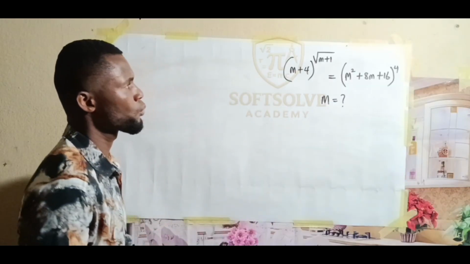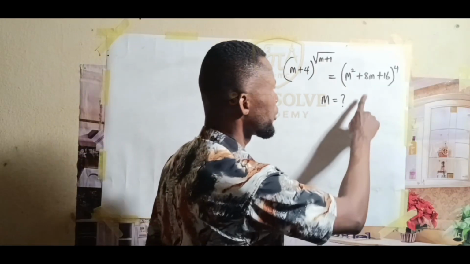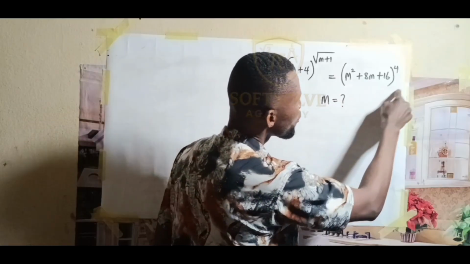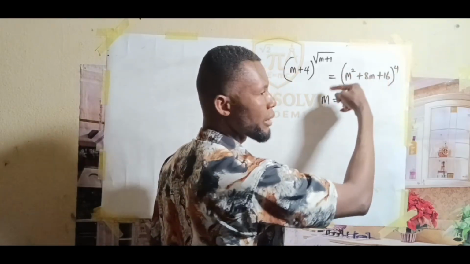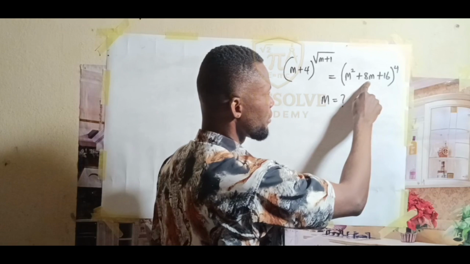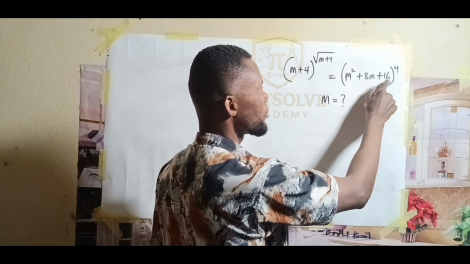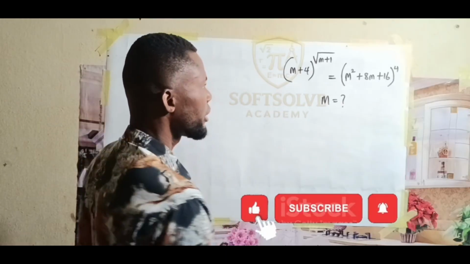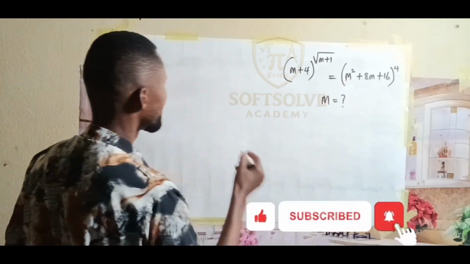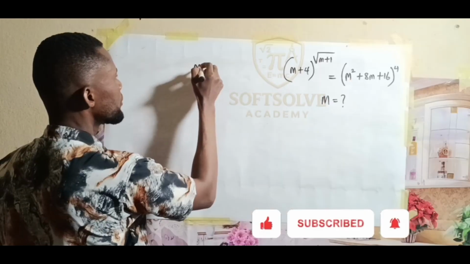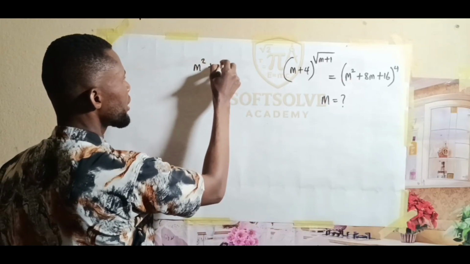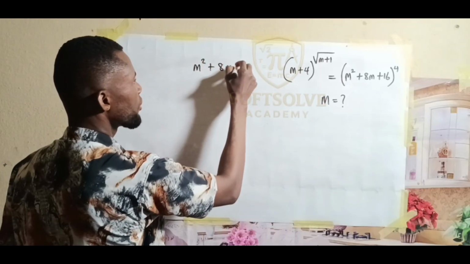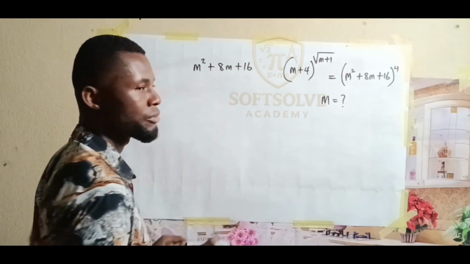If I want to solve this question, I'll begin by finding a way of solving this particular right hand side: m squared plus 8m plus 16, all to the power of 4. Let me begin with the bracket. What I have in this bracket is m squared plus 8m plus 16. Let me deal with this first.